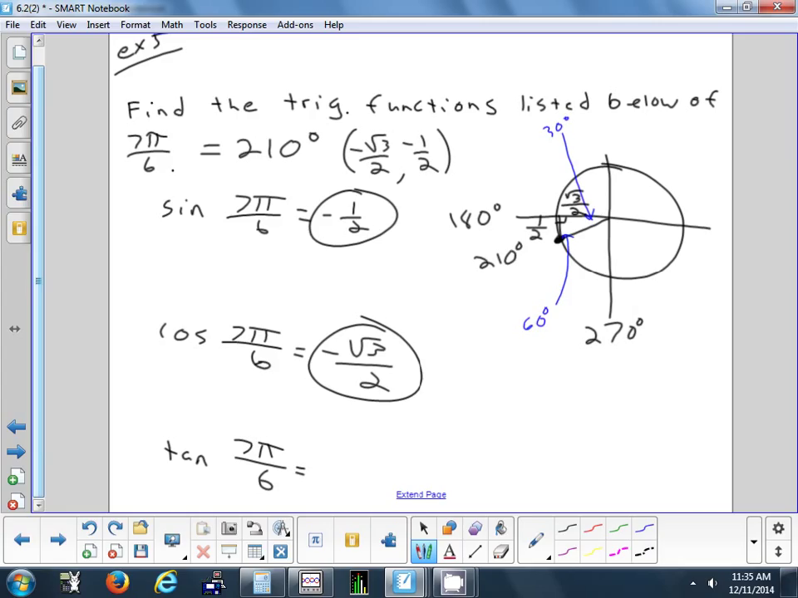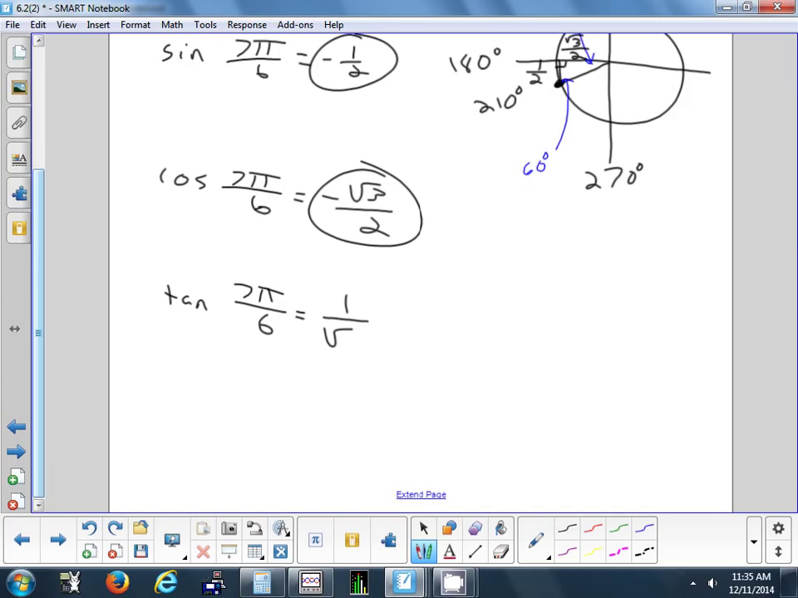And the tangent. Well, let's start with just the sign of the tangent. Is it positive or negative? Darren? Yep, it's positive because you have a negative divided by a negative. So you're going to have 1 over square root 3. And we've done that one before. What will that simplify to? Good. Square root 3 over 3.